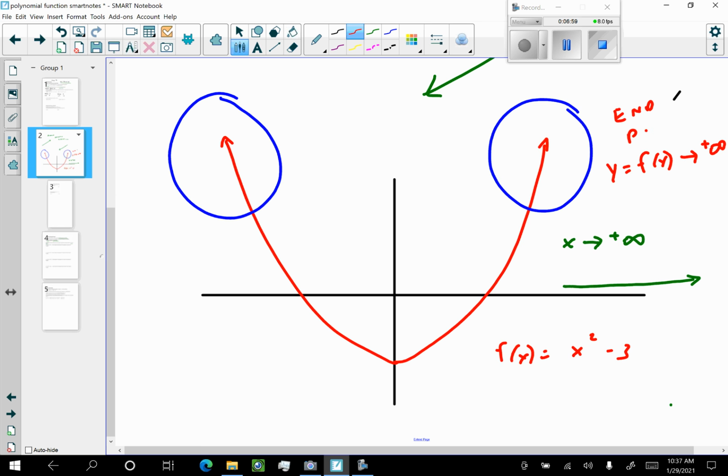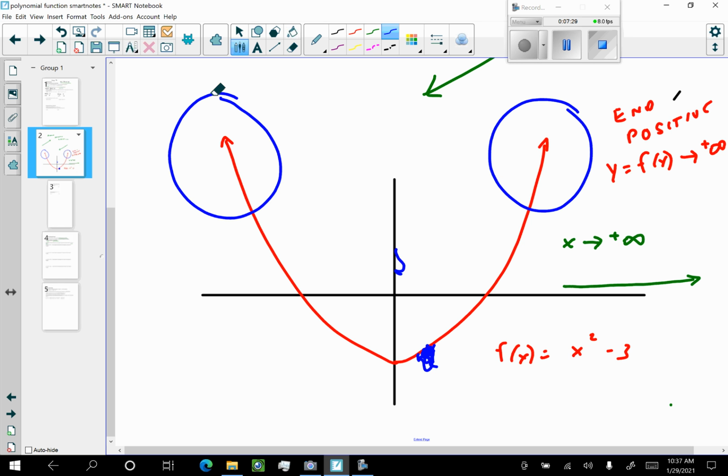The graph of that is going to end positive because the function value is going positive. Well, if I look over here at this other side, the left side, what's going on? It looks like the function values are going up.